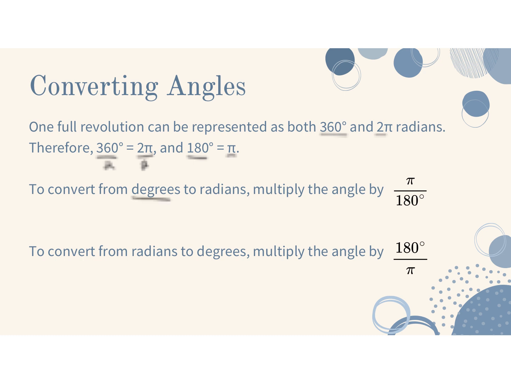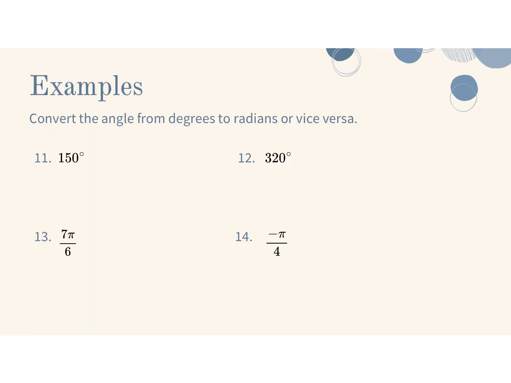If you're given degrees and you want to go to radians, you're going to multiply by pi over 180, just because the degrees, you can think of that as the unit that you're trying to cancel out, if you're used to seeing it in chemistry. Same thing if you're trying to convert from radians to degrees, you're just going to do the reverse. You want the degrees on top, you want to keep that unit, and you want to cancel out the pi. All right, so let's try a couple of these.